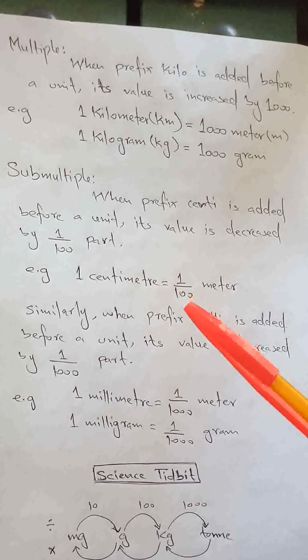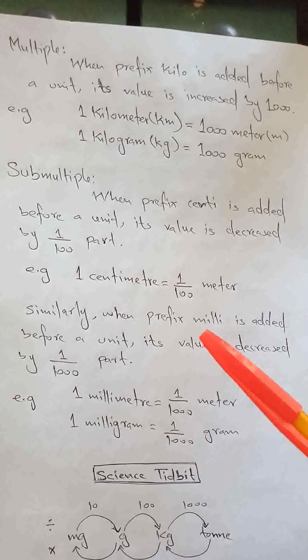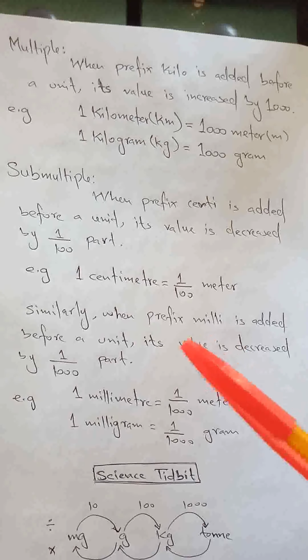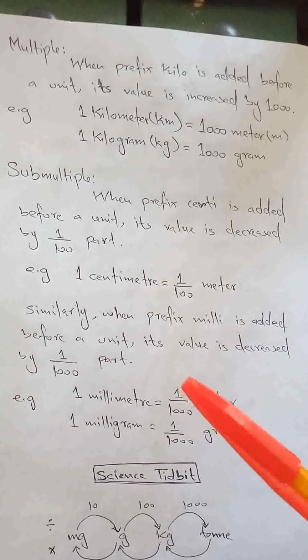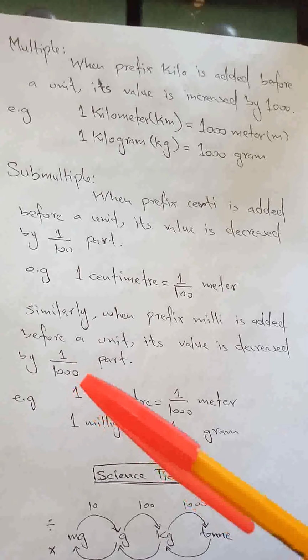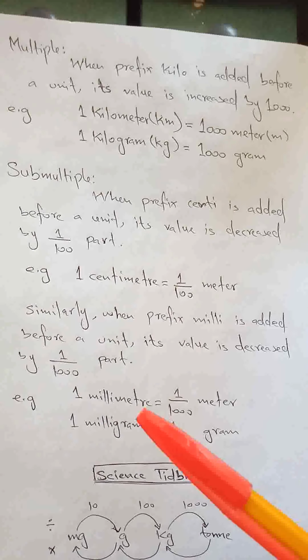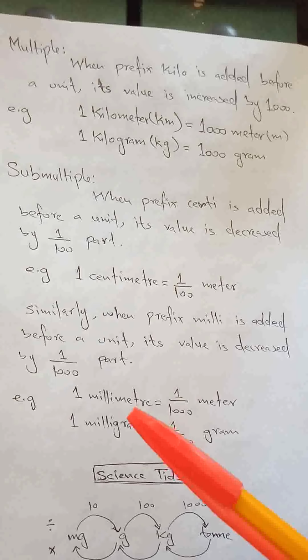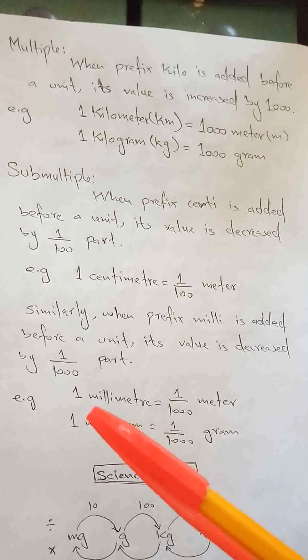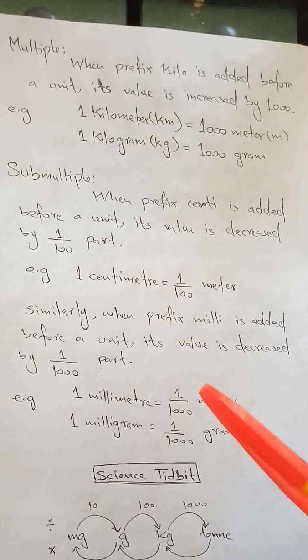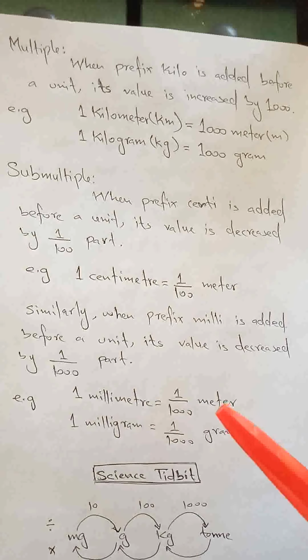Because centi decreases the unit by how much value? 1 divided by 100. Similarly, we have another prefix, that is milli. If we add this before a unit, then its value will be decreased by 1 divided by 1000. For example, 1 millimeter. Milli is a prefix, meter is a unit. Now if we use milli with a meter, then the meter value will be decreased by how much? 1 divided by 1000 meter.